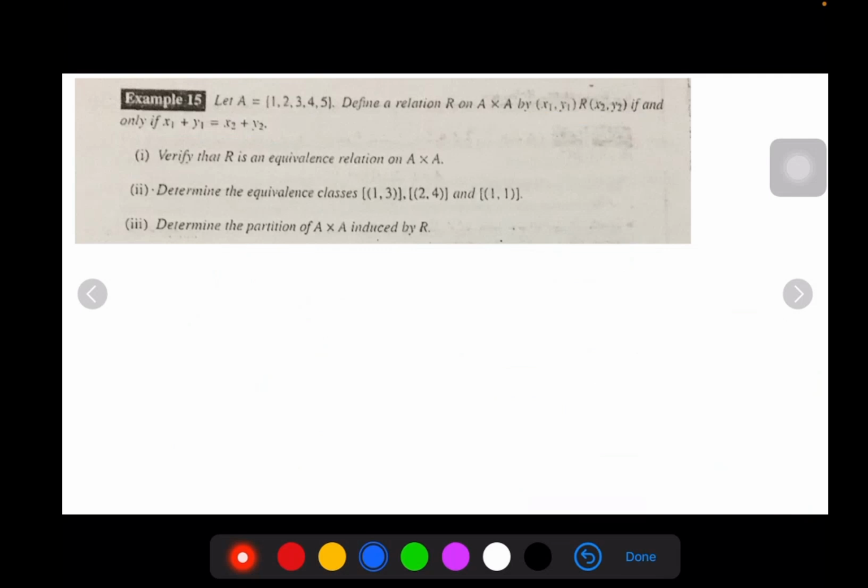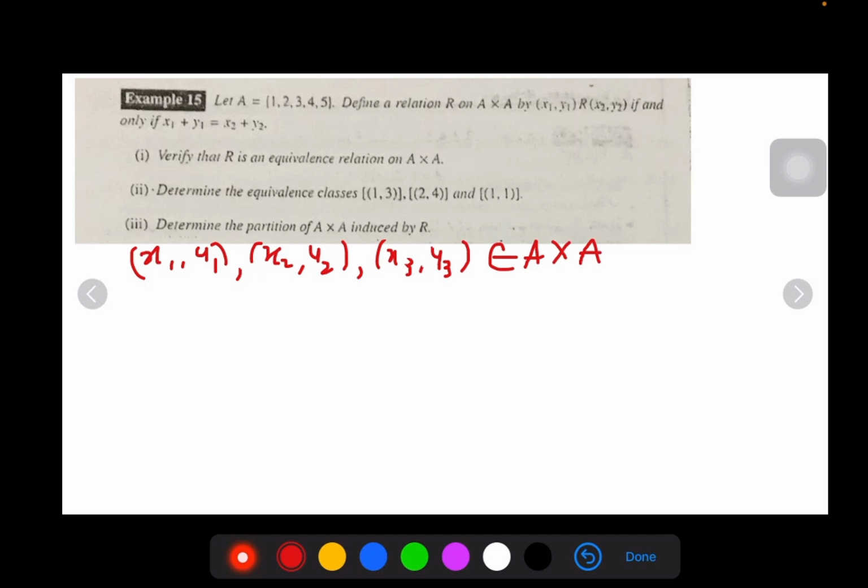Moving on to the next, the transitive property. For proving the transitive property, again we have to start with three elements. So I will take (x1, y1), (x2, y2), (x3, y3) belongs to A × A.